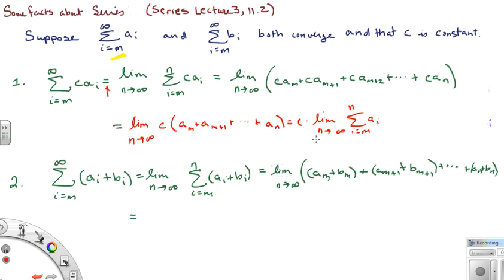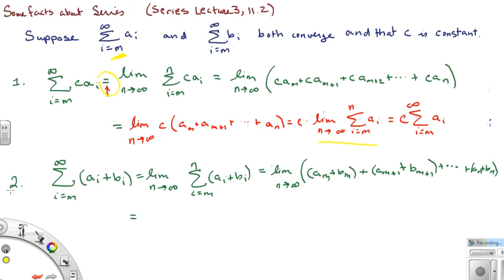And of course, what's this limit? Well, this limit is equal to that series that we are assuming converges. So we're assuming that limit is finite. And since this limit is finite here, the limit with the c is finite. Therefore, this equal sign holds. So in other words, what can I do? I can factor a constant out of the series. If I've got a constant times every term in the series, I can factor a constant out.